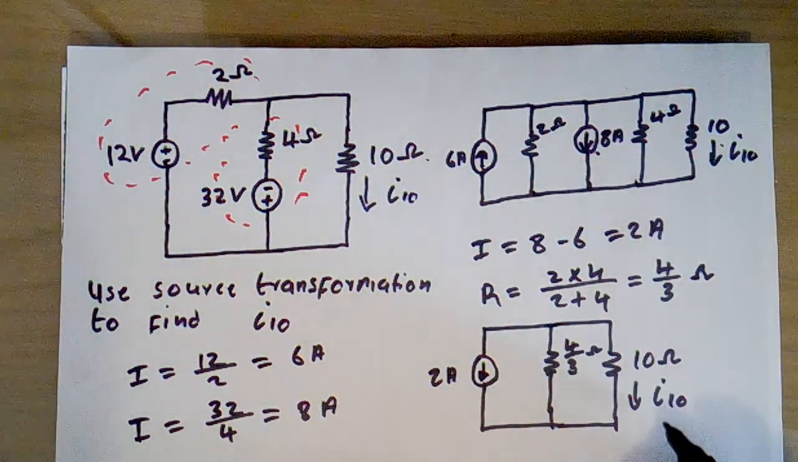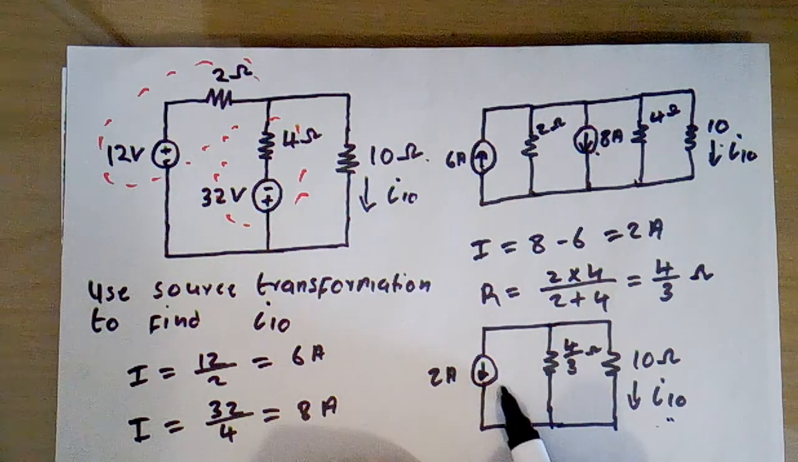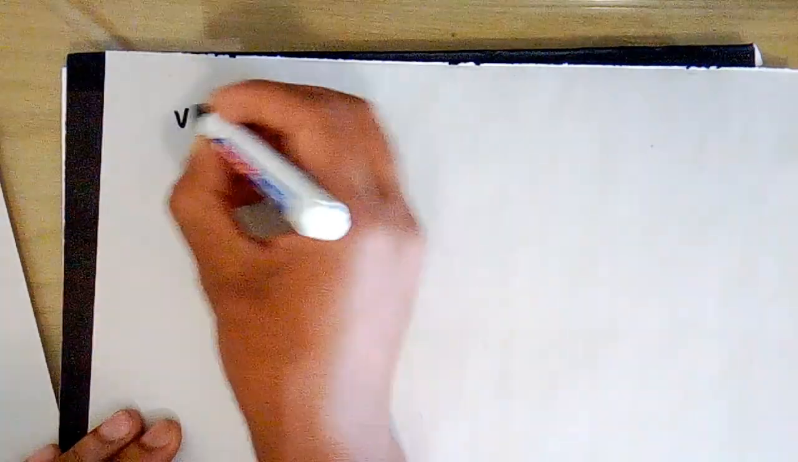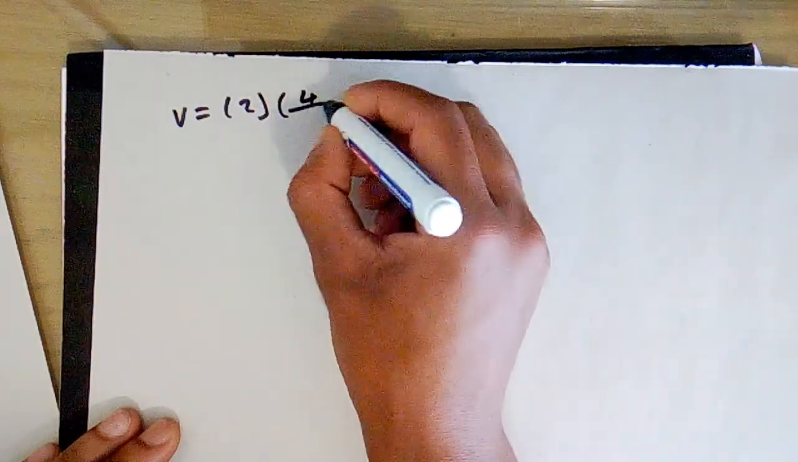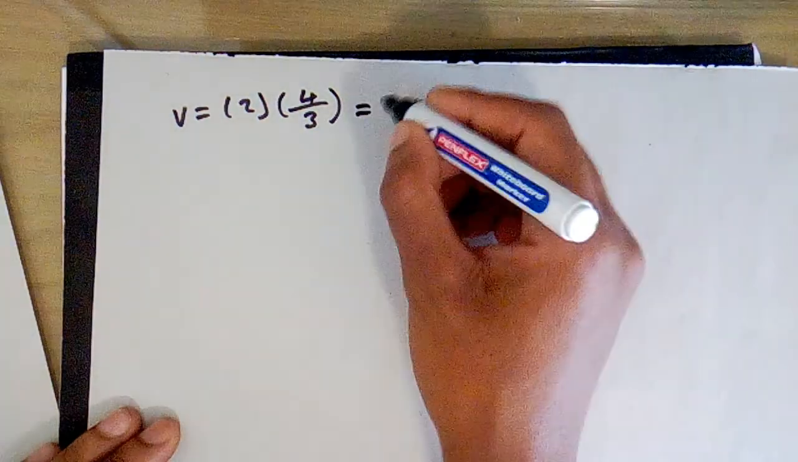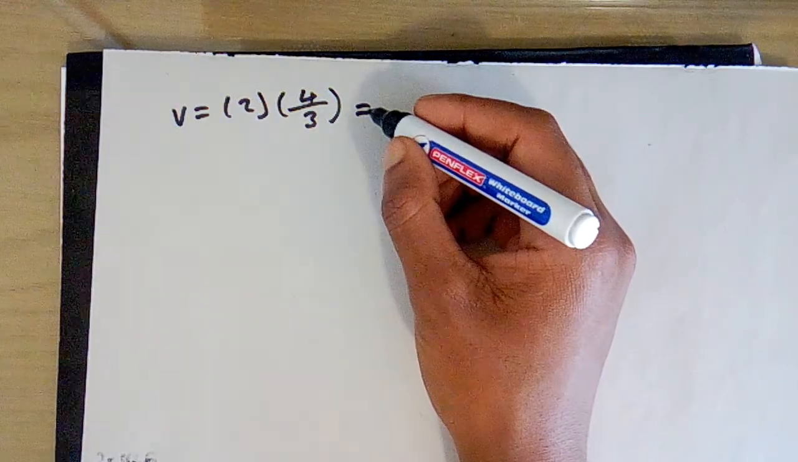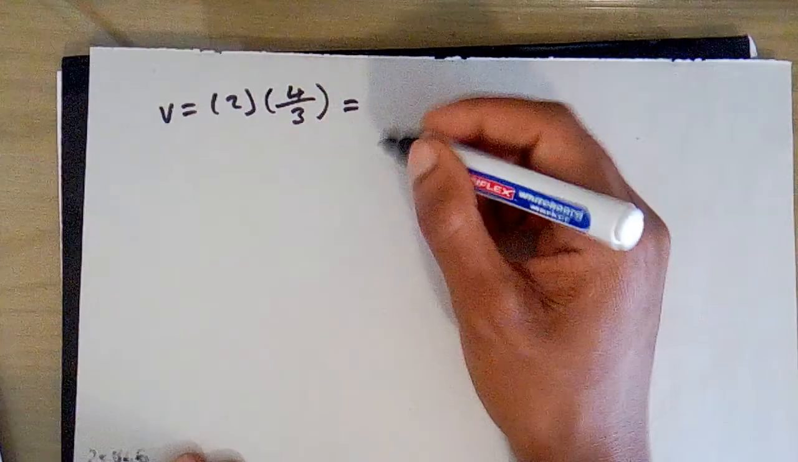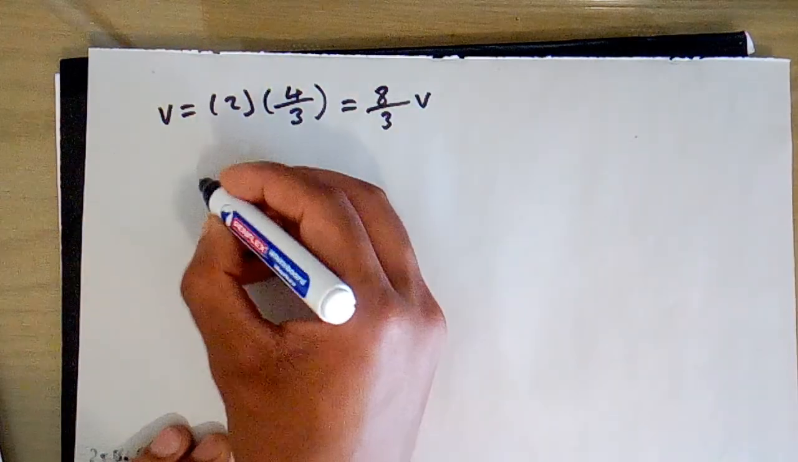And now since we are looking for this current over here, we can just transform this current source to a voltage source. So this is going to give us V equals 2 times our resistor there, which is 8 over 3 volt, and then our new circuit will be like this.